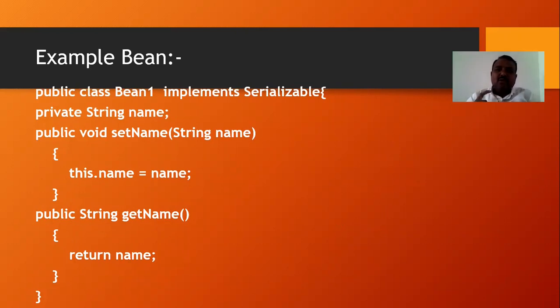So if I have only one variable within the class, then we are going to have only one setter method and one getter method. And if we have four variables or four properties within the bean, we are going to have four setter methods and four getter methods within your bean class.